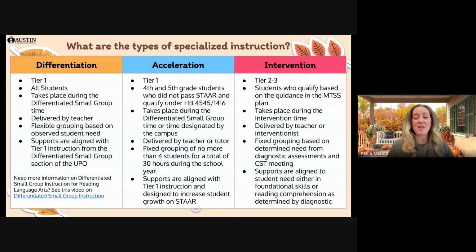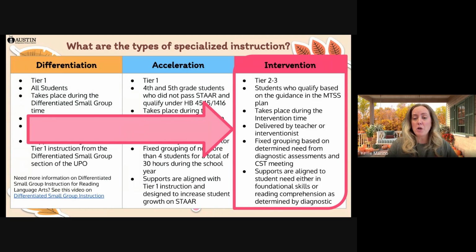And this is a fixed grouping of no more than 4 students for a total of 30 hours during the school year. These supports are also aligned with Tier 1 instruction, but they are designed to increase student growth on STAR. So we're going to use them in a little bit of a different way. More information about how to schedule your acceleration block is going to be coming.